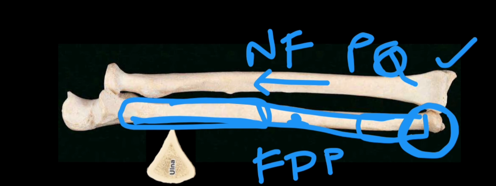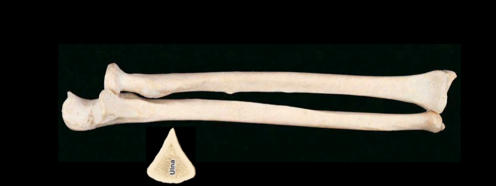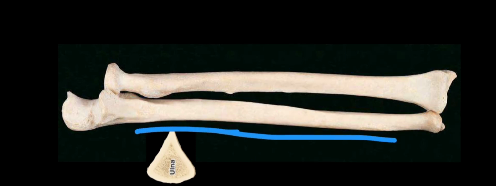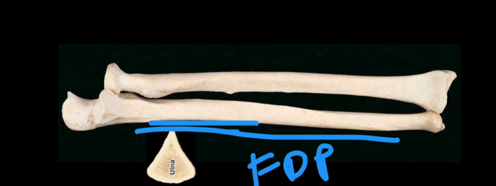And next, the medial surface. The medial surface is present between the anterior border and the posterior border, and it gives origin to the flexor digitorum profundus in the upper 2/3 of this surface.